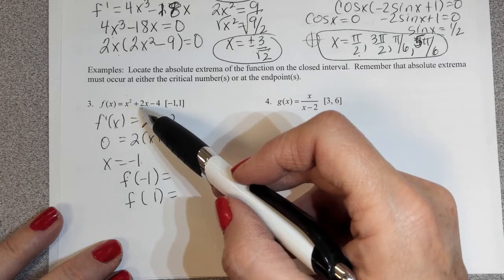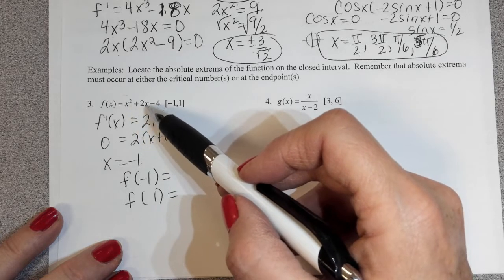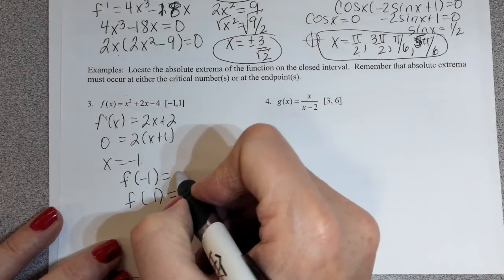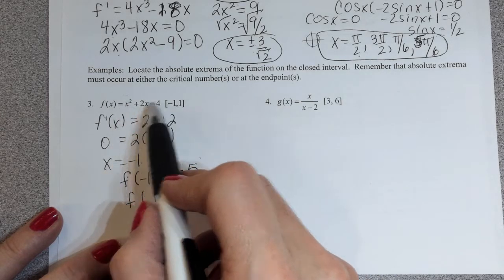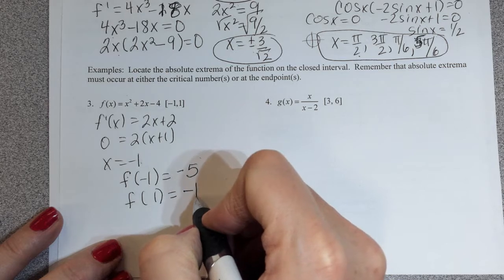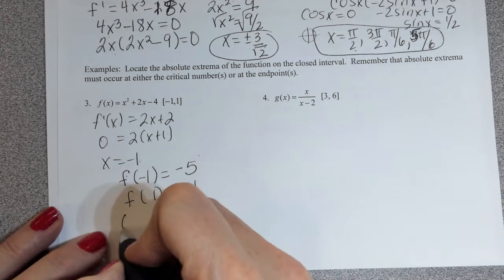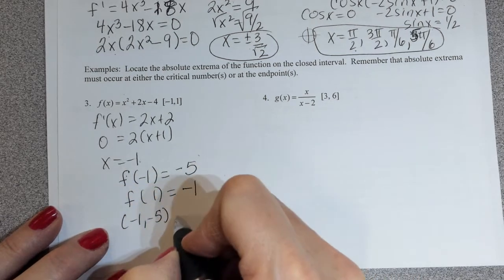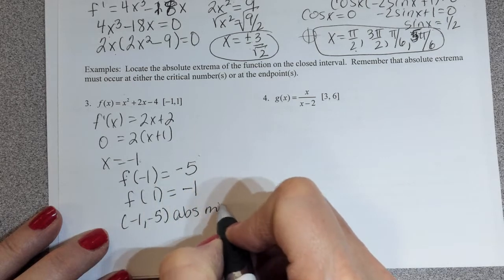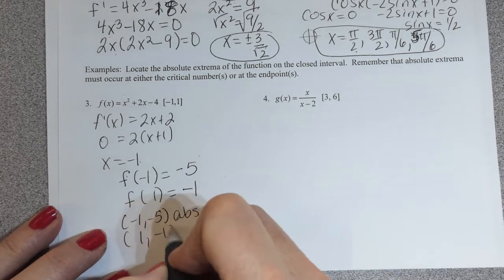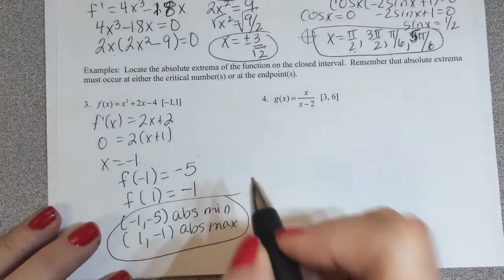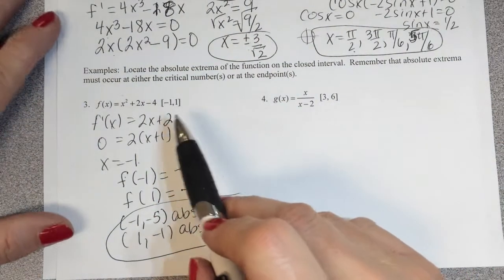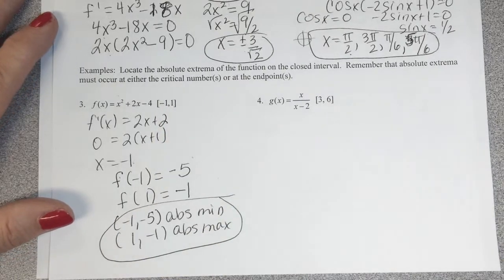That's going to give me 1 minus 2. That's -1 minus 4. That's -5. Plugging 1 in, 1 plus 2 is 3, minus 4 is -1. So right here, -1, -5 is going to be an absolute min, and 1, -1 is going to be an absolute max. It's impossible that any other points on that interval could be higher.